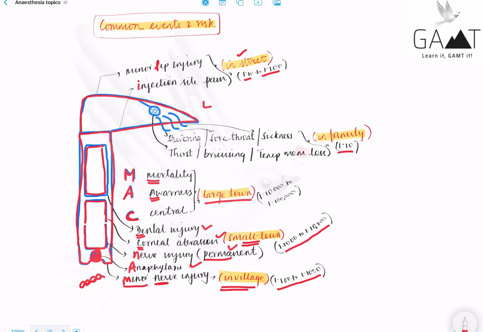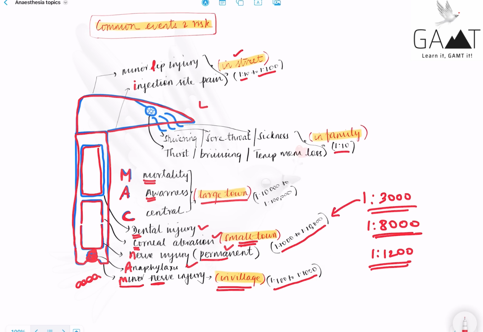If you saw the other video on NAP7, you'll see the risk of cardiac arrest is 1 in 3,000 overall, and ASA 1 is 1 in 8,000, and for older and frail patients, 1 in 1,200. So the risk of cardiac arrest actually comes under the rare category, which includes the same as dental injury, corneal abrasion, permanent nerve injury, and anaphylaxis.